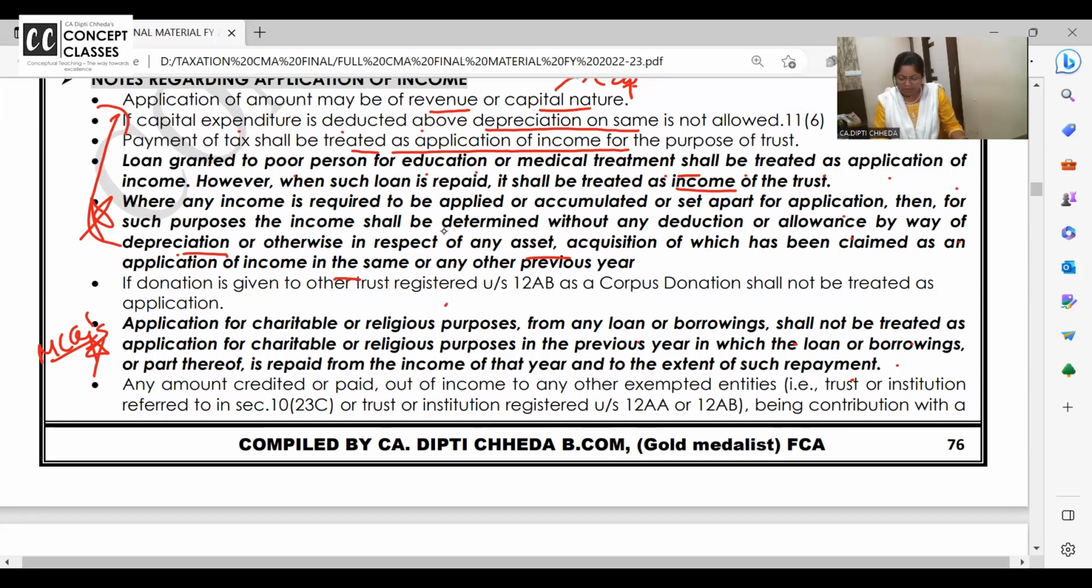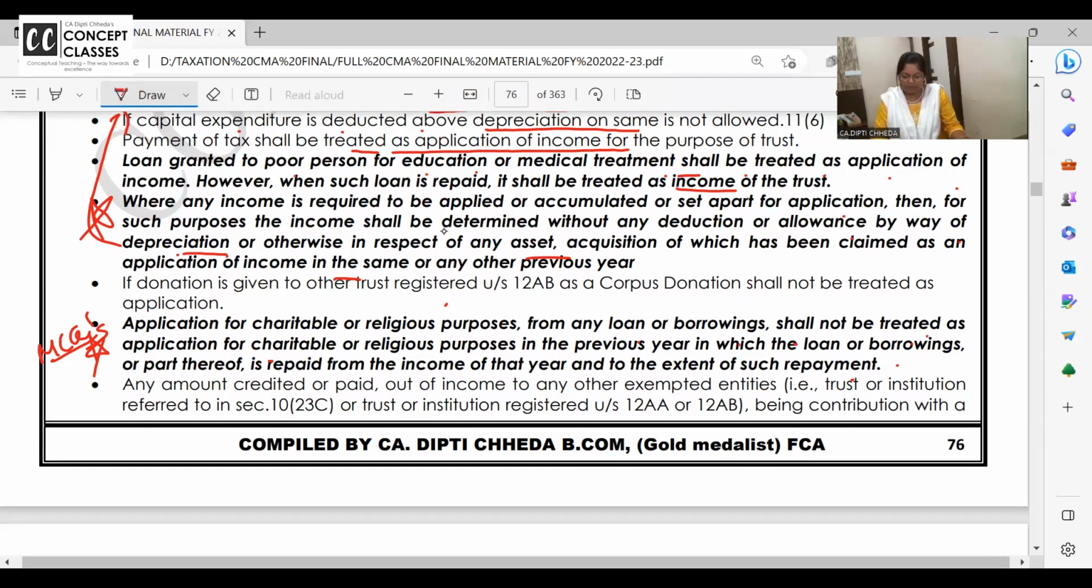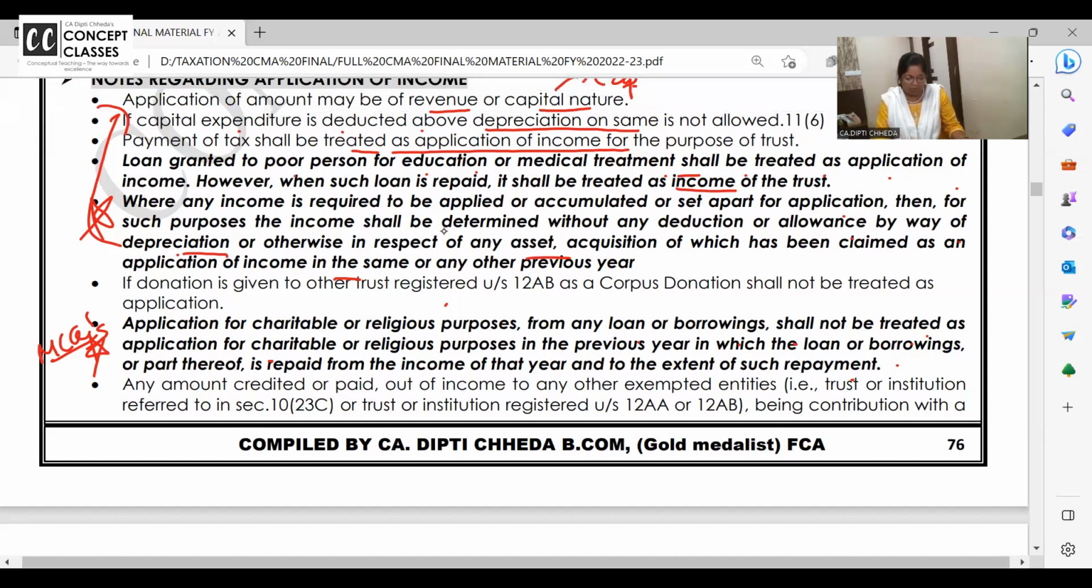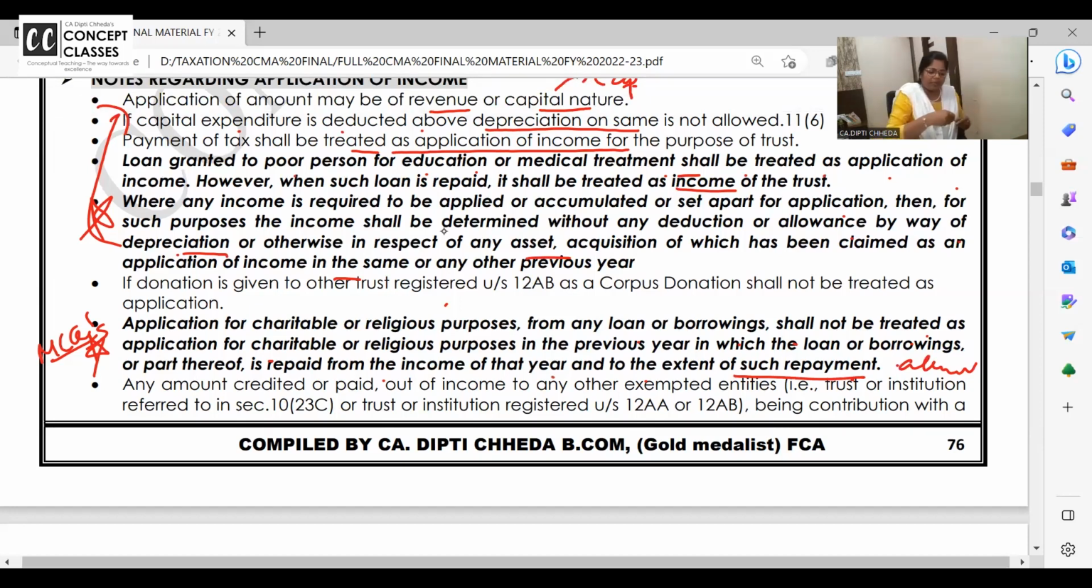Application for charitable or religious purpose from any loan or borrowing shall not be treated as application in the previous year in which loan or borrowing is repaid from the income of that year, and to the extent of repayment it is allowed. To the year of repayment it is allowed. Clear?